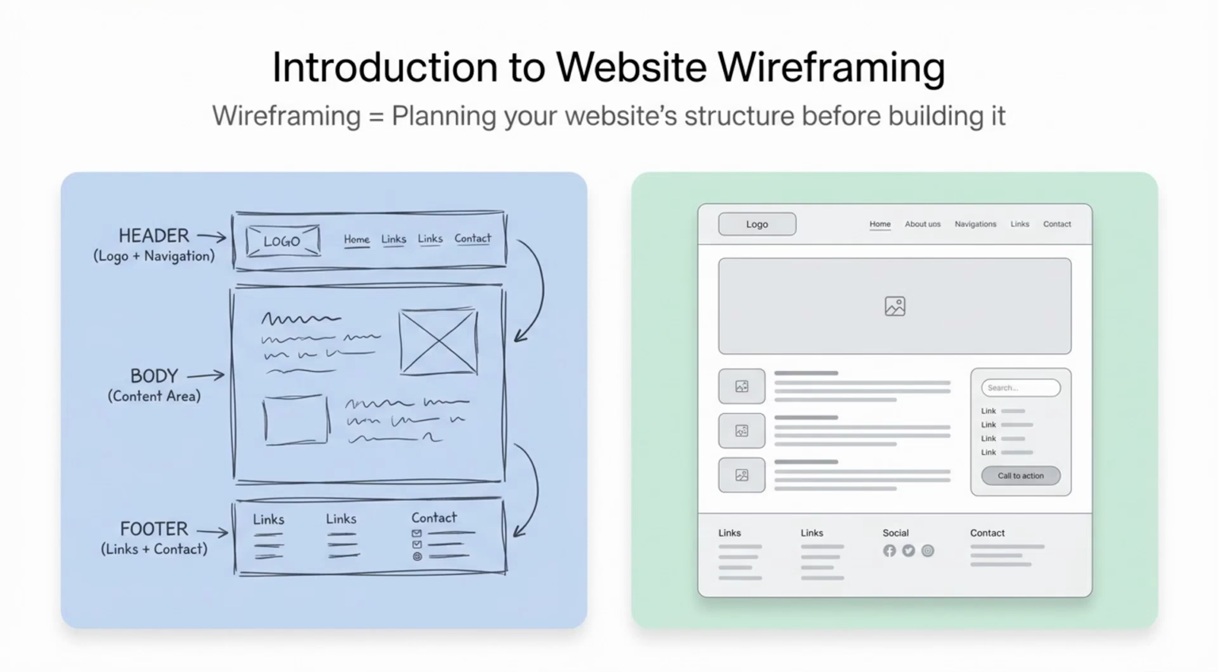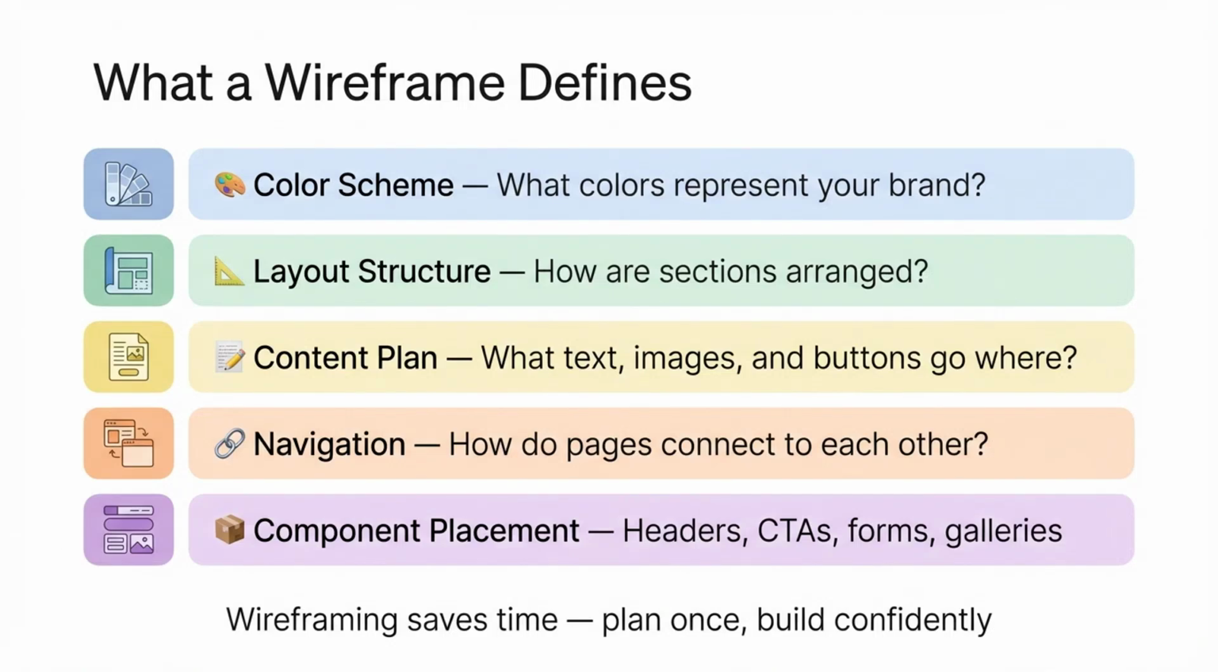Before you start building anything in WordPress, you need a plan. That's what wireframing is. It's the blueprint of your website. Every website, no matter how complex, is built on 3 core sections: the header at the top, the body in the middle, and the footer at the bottom. A wireframe helps you decide what goes where: your logo, where your navigation links are, what content appears in the body, and what information lives in the footer. A good wireframe answers 5 key questions before you write a single line of code or drag a single block in WordPress.